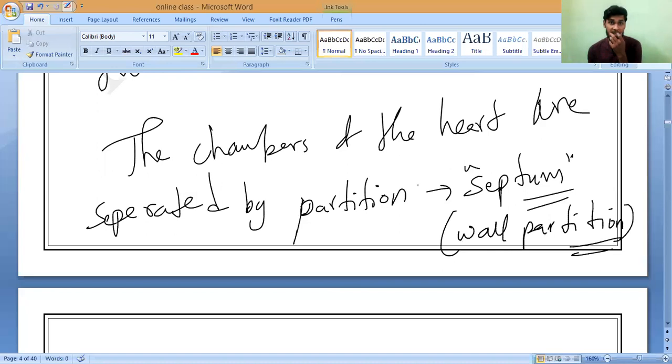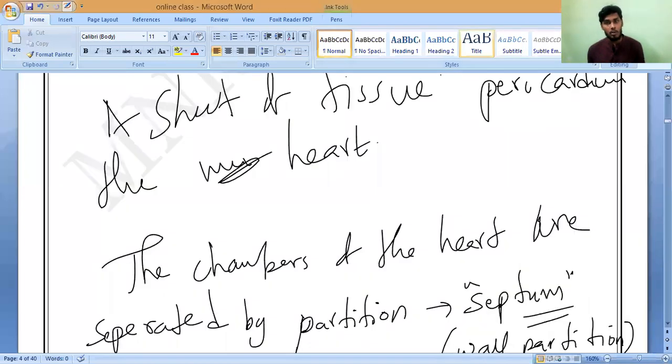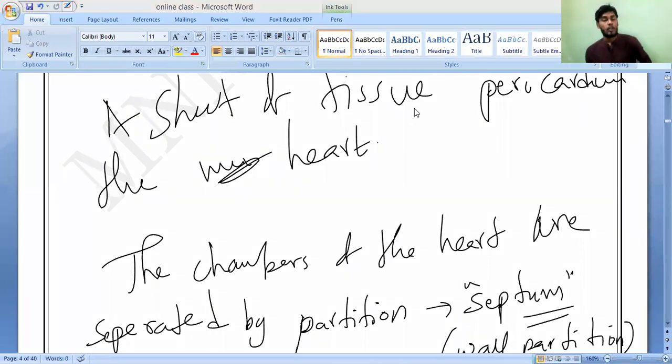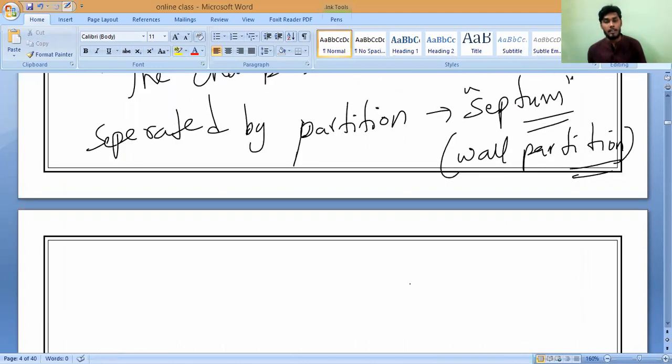This is also one of the important MCQs. Please note it down. One of the most important MCQ questions. So two things I have taught you now, and they will ask you one MCQ question here. Which is the tissue which is protecting the muscular heart? What is the tissue name? Pericardium. The chambers of the heart are separated by what? Septum, called wall partition.